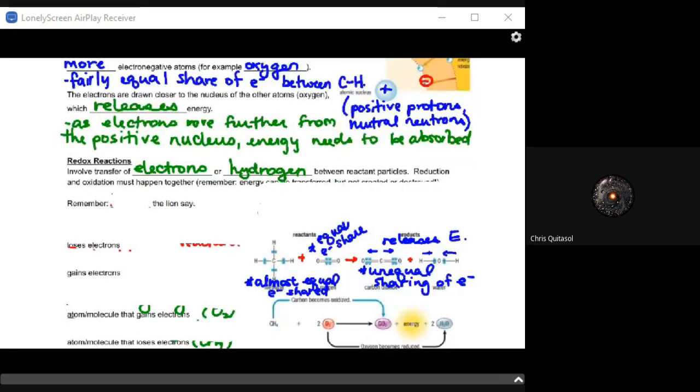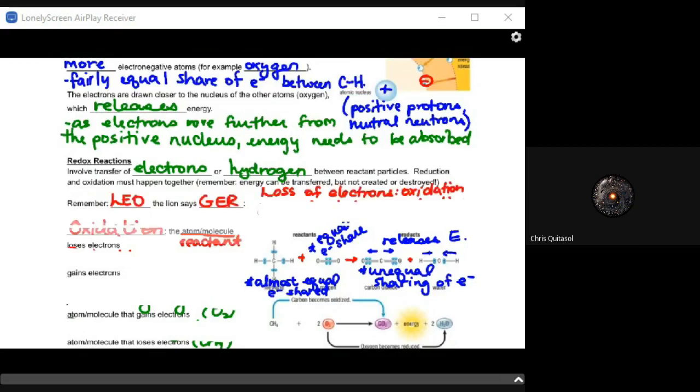Because again, when we call back to that knowledge that we gained in our first unit, we really have to think about that transfer of electrons or hydrogen between reactant particles. That redox reaction must happen together. And it's for this reason that we're really going to focus on the idea that it needs to happen together. Something needs to lose electrons in order for something to gain electrons, because that energy can be transferred, but it can never be created or destroyed.